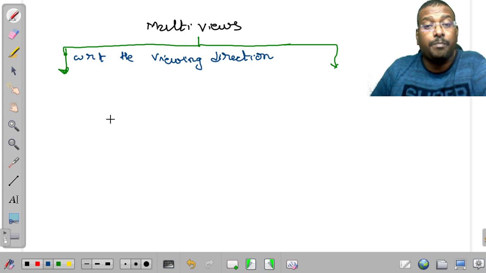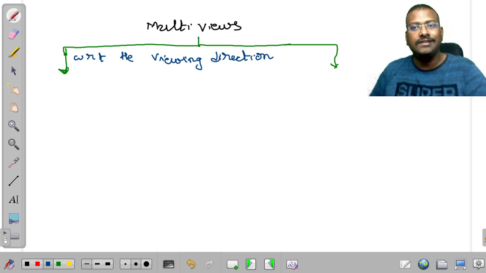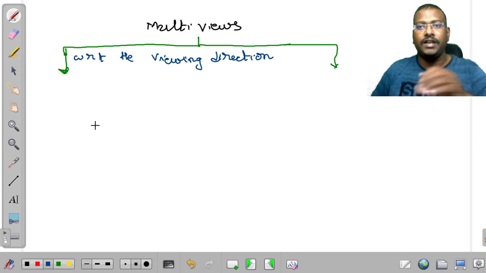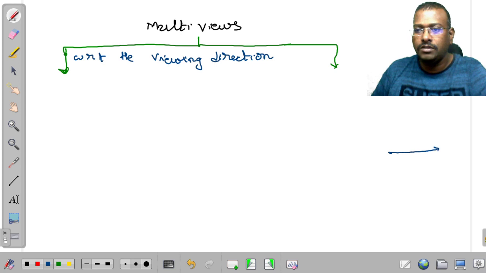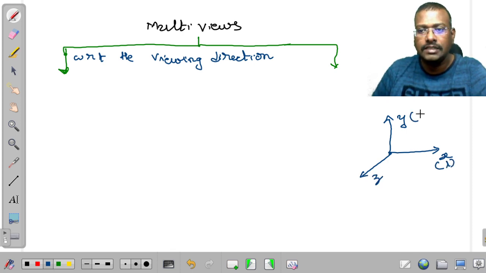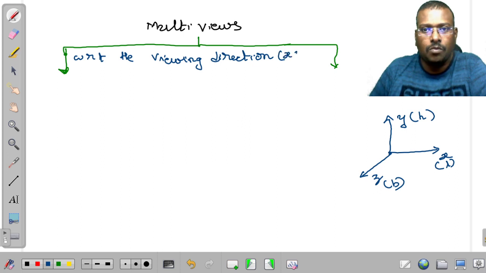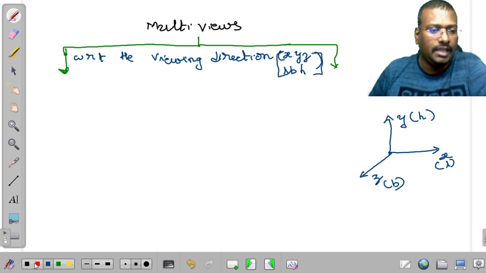Here you remember one more word, principal axis. Principal axis is nothing but reference axis. X, Y, Z or L, B, H are considered as principal axis or reference axis. So if you consider a solid, this is the X axis, Y axis, Z axis. This is considered as a length axis, a height axis, and a breadth axis. So with respect to view direction, that is X, Y, Z or L, B, H, based on these, they are divided into two categories.